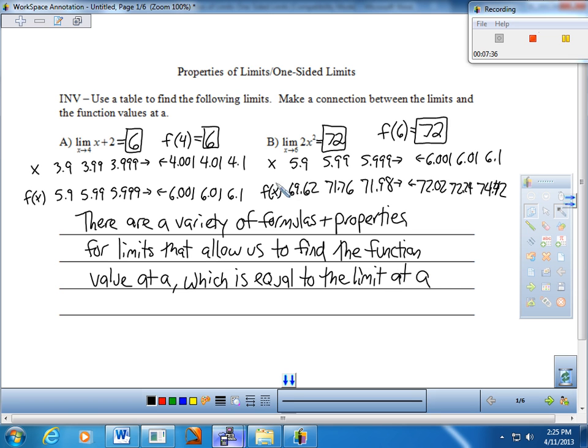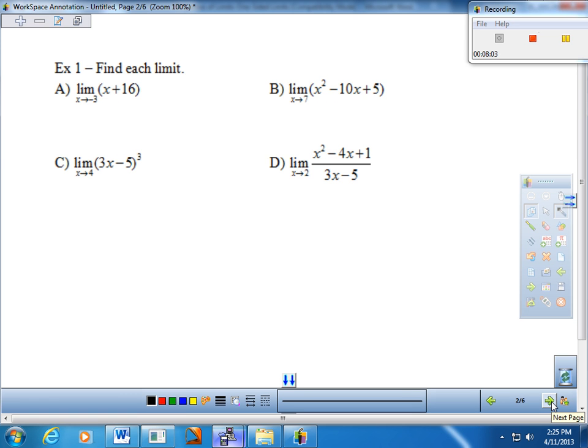So rather than doing this whole table and seeing, oh yeah, it looks like they're approaching 72, that's our limit, what we can do is try to put 6 into the function itself, and when 6 produces 72, then that is equivalent to the limit. So the function value, which is pretty easy to calculate, ends up being the value of the limit. Okay, great. So let's do example 1 to solidify that idea, and then we'll go to the next step.